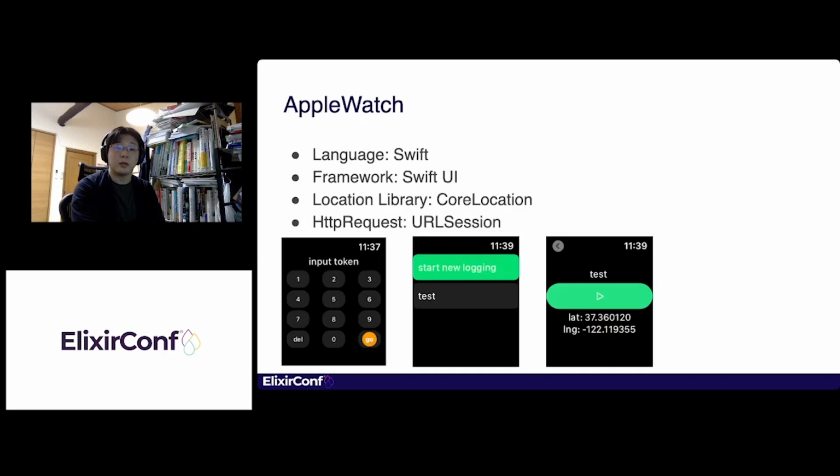Apple Watch. Language: Swift. Framework: SwiftUI. Location library: Core Location. HTTP request: URLSession. That's it. Wearable, Bluetooth personal area network, touchable UI. So this is the most practical, but sweet.